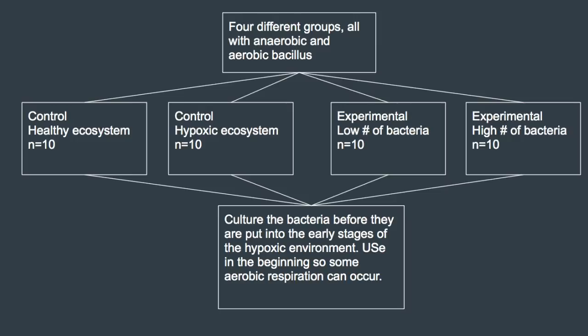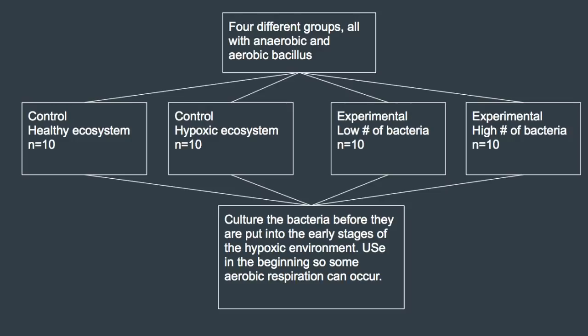There will be 4 groups in this experiment, 2 of which represent the control and 2 representing experimental. The 2 control groups will both be in healthy ecosystems. One of them will have the Miracle-Gro added to the solution and the other will not. The 2 experimental groups will have varying levels of Bacillus added to the waters. The first group will have low numbers of bacteria and the second group will have high numbers of bacteria.